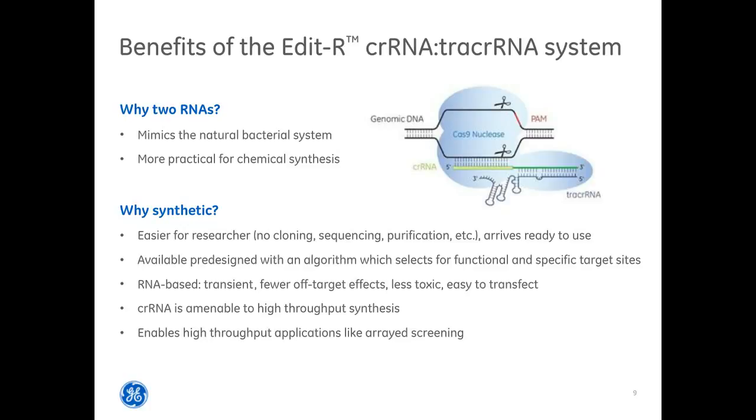Because the system is RNA-based, it's fully transient. There's no DNA components that might integrate into your cells, giving you less chance of off-target effects from any ongoing expression. And these small RNAs are also much less toxic than in vitro transcribed RNAs, and they're much easier to transfect than plasmid DNA. And since the CRISPR RNA is amenable to high throughput synthesis, as I mentioned before, we can very easily support applications like arrayed screening that require hundreds or thousands of unique CRISPR RNAs.